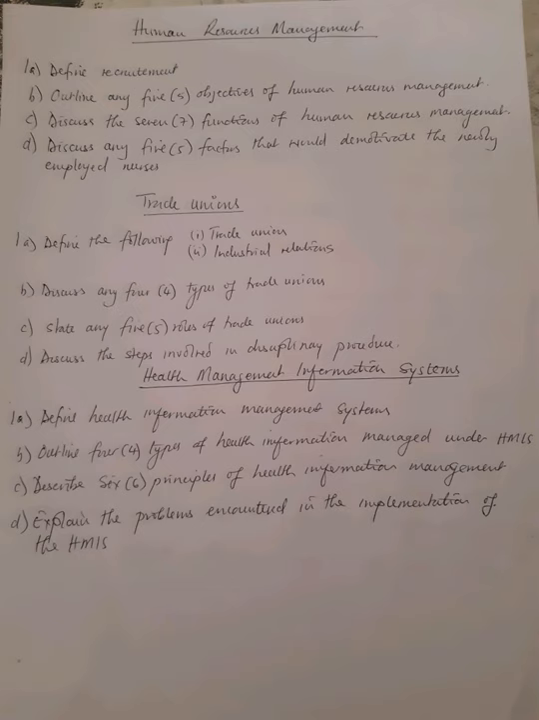We move on to part C. Describe six principles of health information management. Here they want six, but actually, I put eight. The first one is accountability. Second one is transparency. Third one is integrity, then protection, compliance, availability, retention, and disposition.